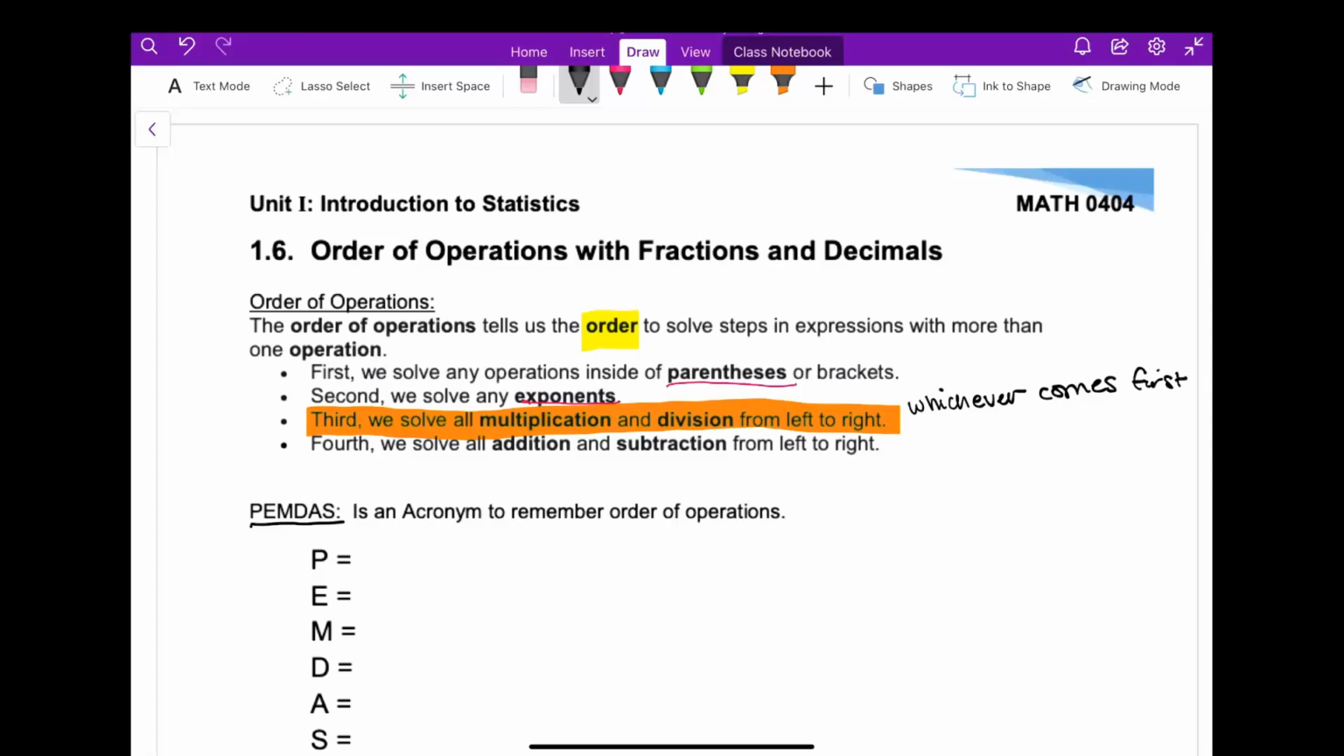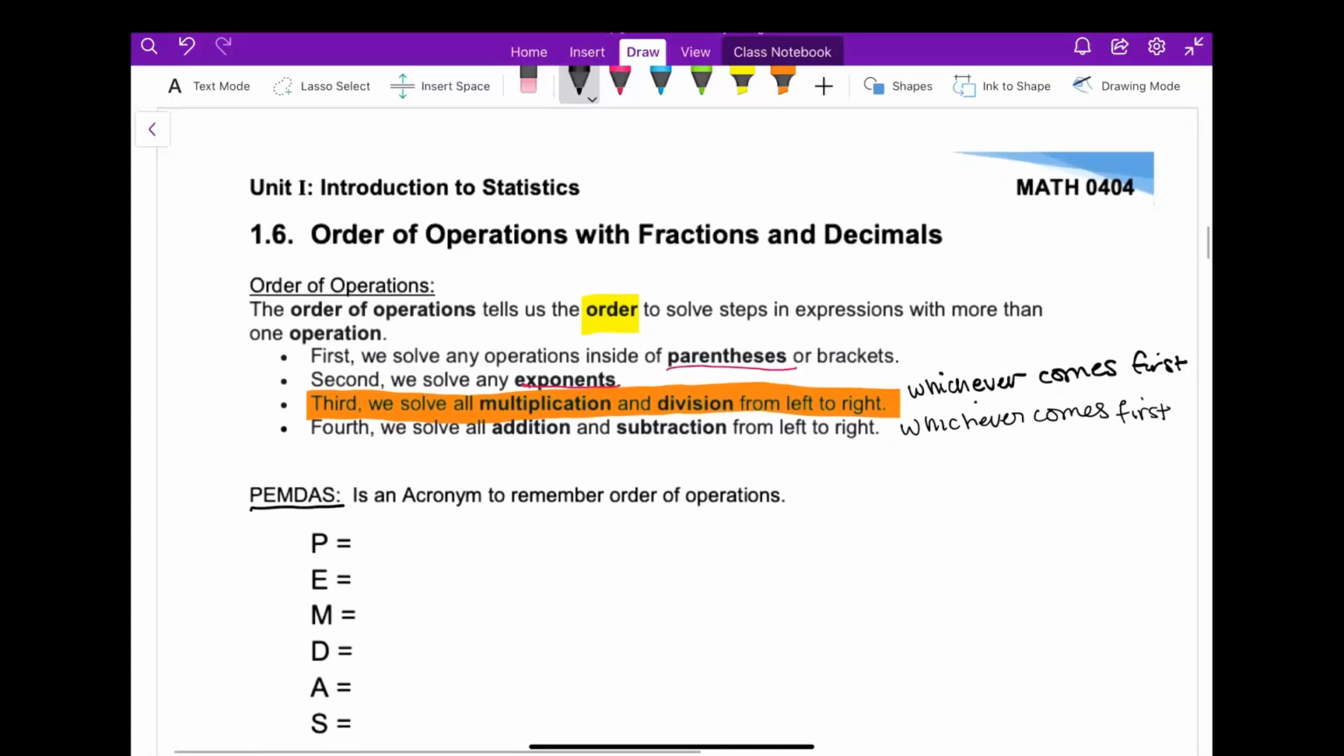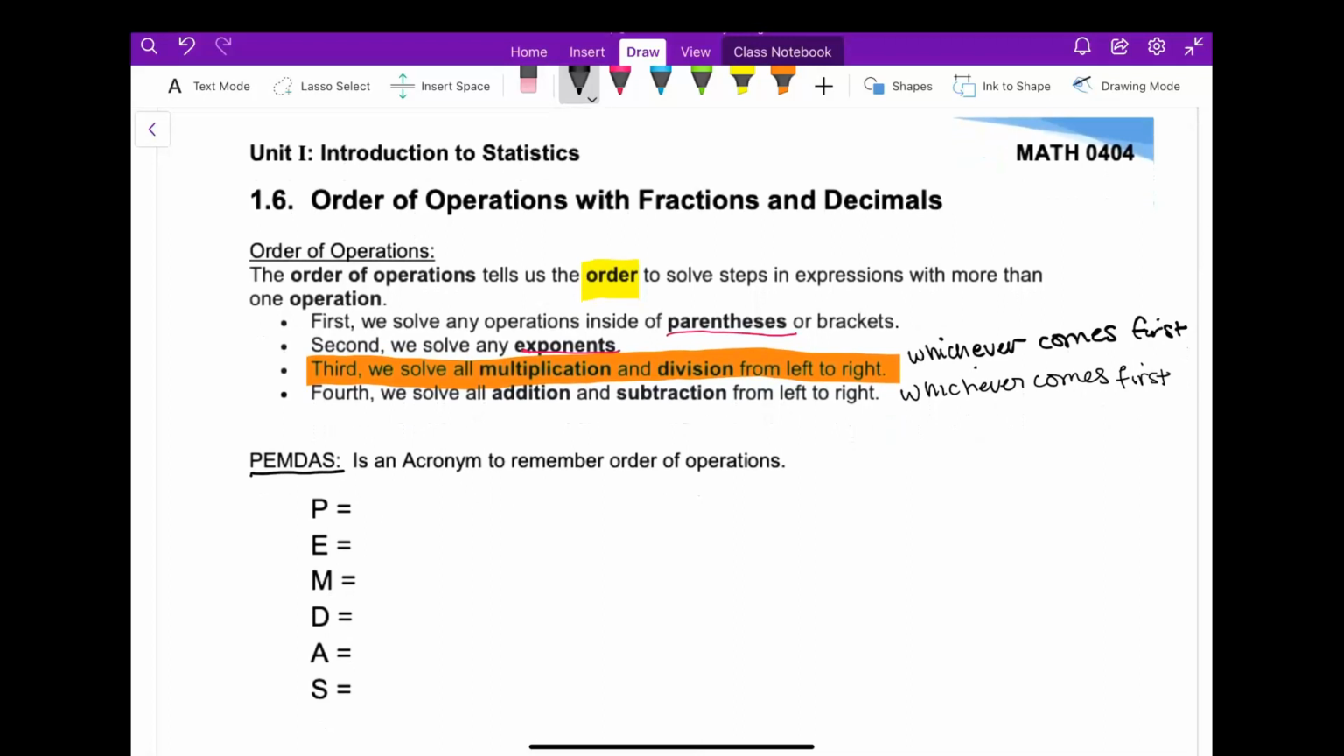And the last step with addition and subtraction is the same. We solve all addition and subtraction from left to right, whichever comes first. So we have the acronym, and PEMDAS is an acronym to remember the order of operations.